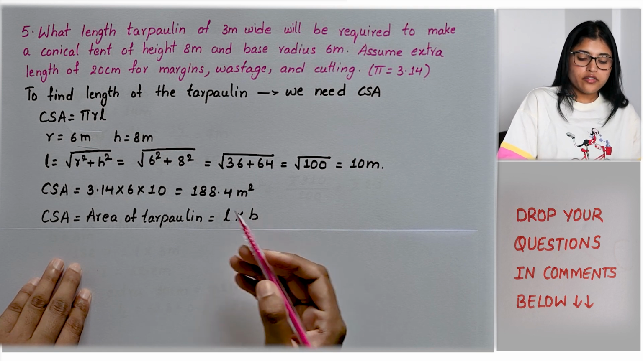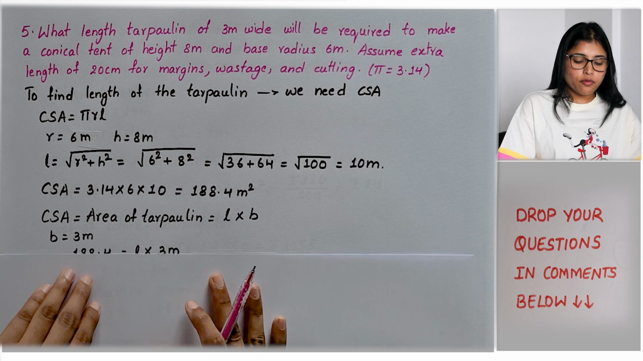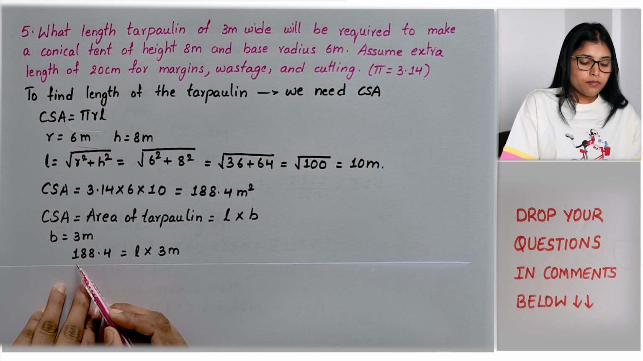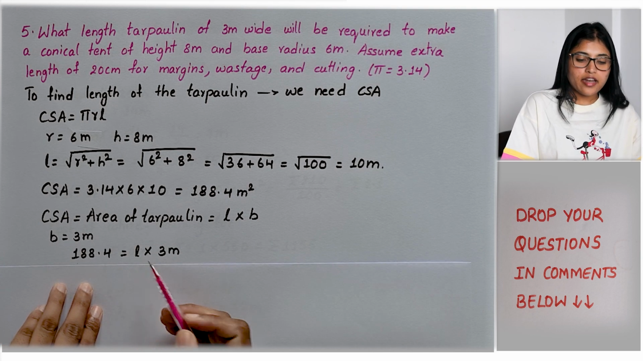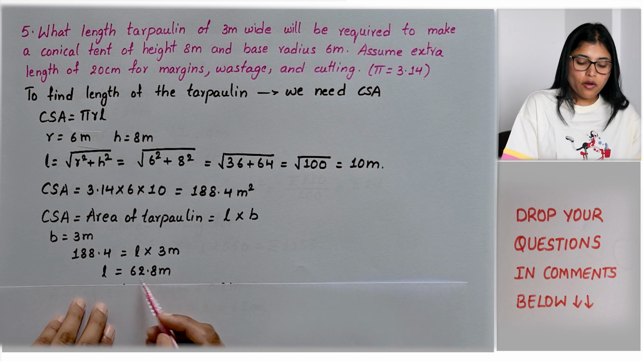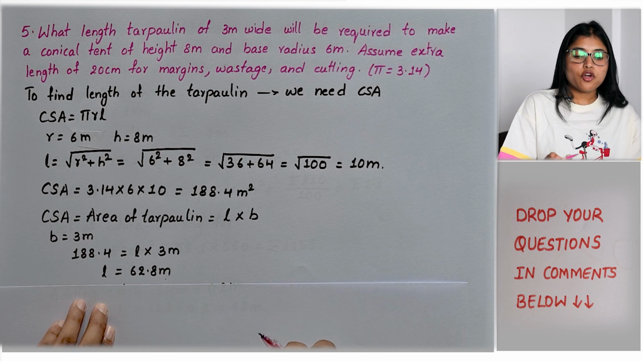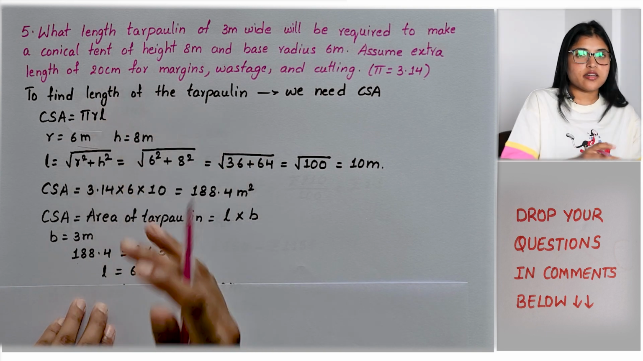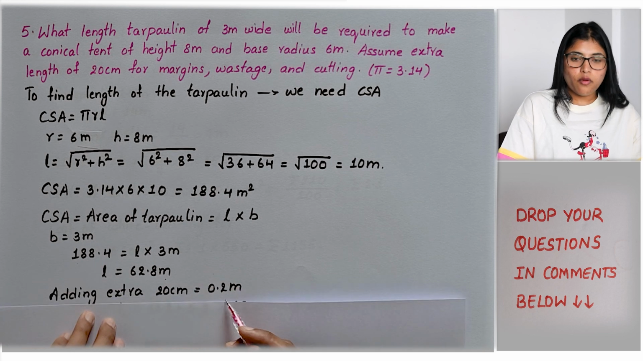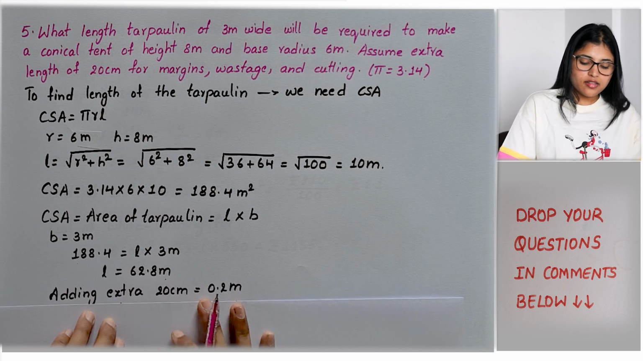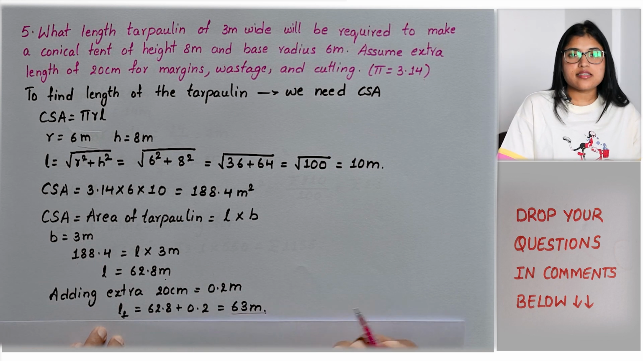So length into breadth should be equal to 188.4 meters square. So substituting that, I can find the value of the length, which is 62.8 meters. But remember, we also have to consider extra 20 centimeters, which is nothing but 0.2 meters. Now on adding this, the total length will become 63 meters.